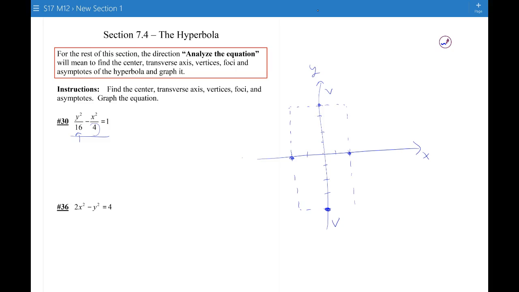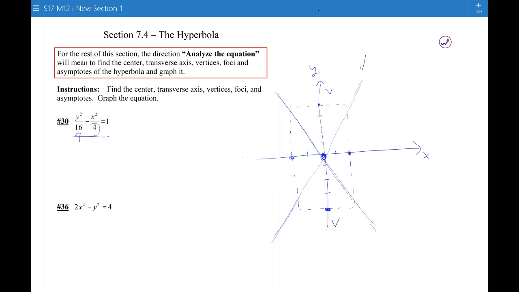So I still can make a box like this, and if this equation had a plus and it was an ellipse, I'd be ready to draw it. But since it has a minus and it's a hyperbola, we actually draw the two diagonal lines that go through the opposite diagonal corners of this rectangular box that we've made. And they should intersect here at the origin, so pretend they do.